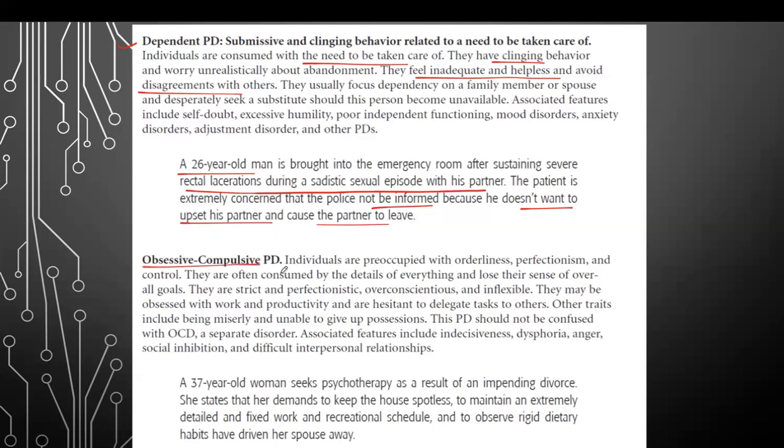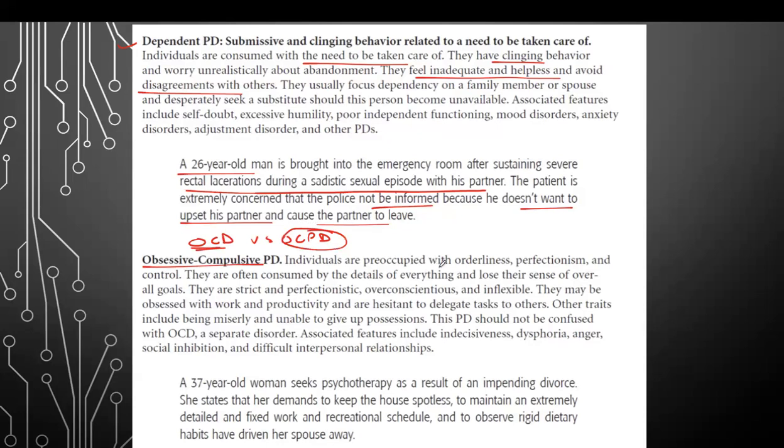Next is obsessive compulsive personality disorder. For individuals with this kind of personality, remember that OCD and OCPD are not the same. OCD is where the patient has obsessions and compulsions, but OCPD is something that has been there for the whole life. The whole life, the patient is like this.